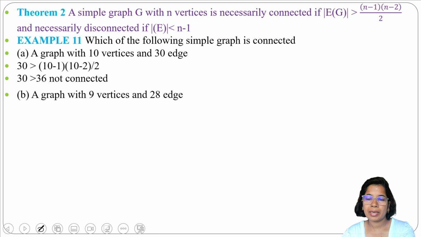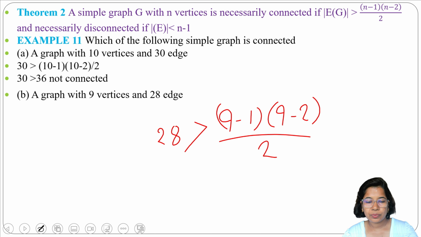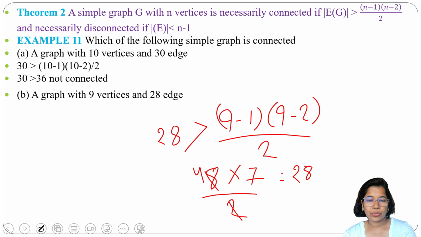Next option B, a graph with 9 vertices and 28 edges. So 28 should be greater than (9 minus 1) multiplied by (9 minus 2) divided by 2. 9 minus 1 is 8, multiplied by 7, divided by 2. 8 divided by 2 is 4, 4 multiplied by 7 is 28. 28 equals 28. That's why it may or may not be connected. It's not sure that it's connected.